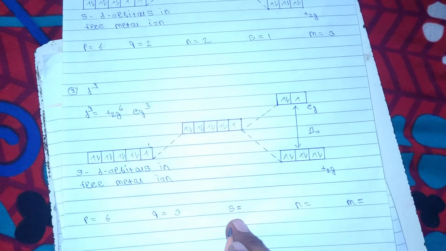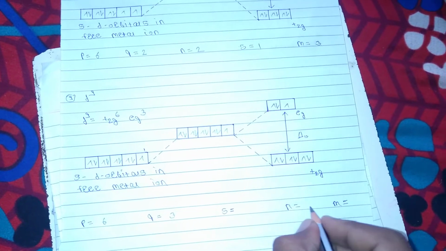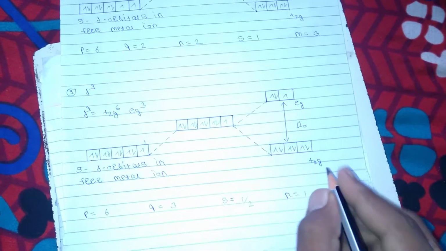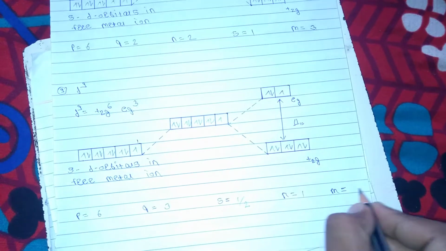S is equal to, n means the number of unpaired electrons, which is 1. S is equal to 1 by 2. And M is equal to the number of paired electrons, 1, 2, 3 and 4.